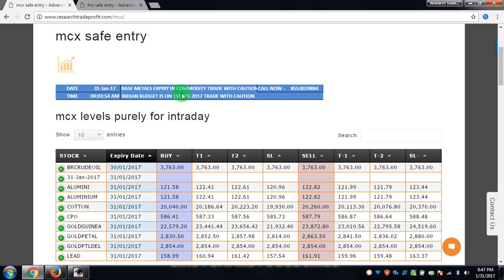As you can see, base metal expiry is today. So we are suggesting our clients to be cautious when trading in base metals today, as it is expiry.